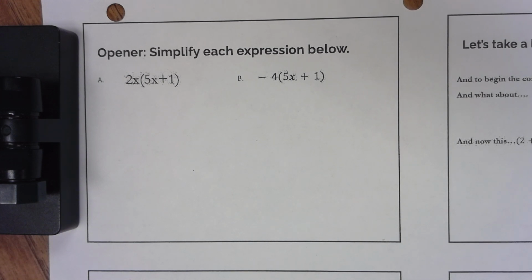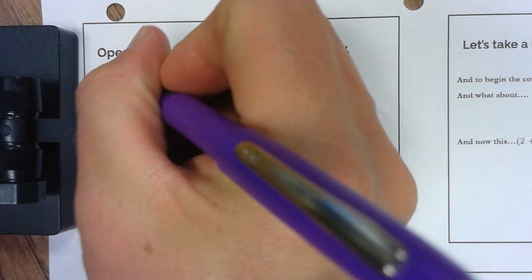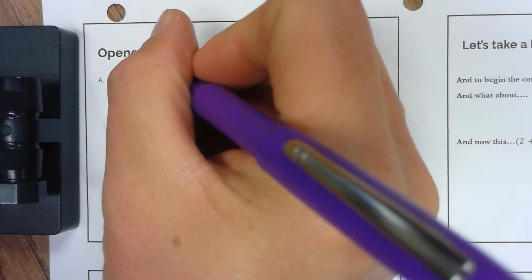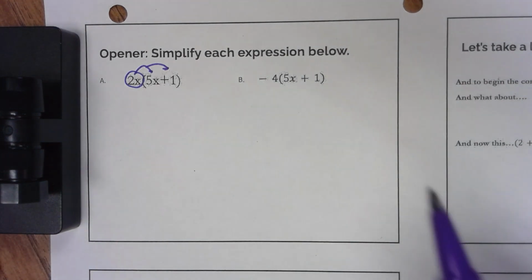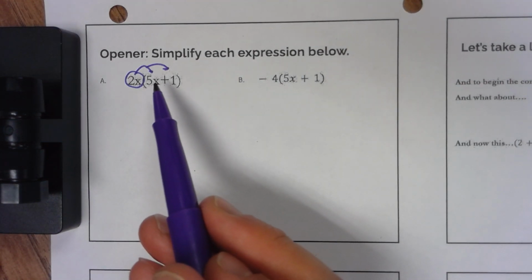And for our opener, we're just reviewing part of what you all quizzed on right before we went on break, and that's the distributive property. The only thing that was kind of new from what we did was distributing the 2x. We've distributed a number before, but when we distribute the 2x, we need to add the exponents.